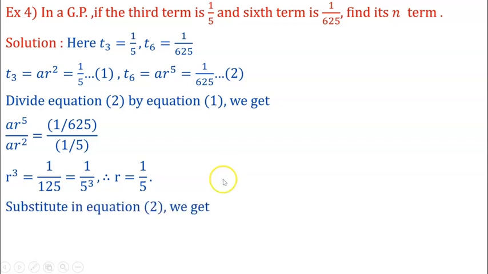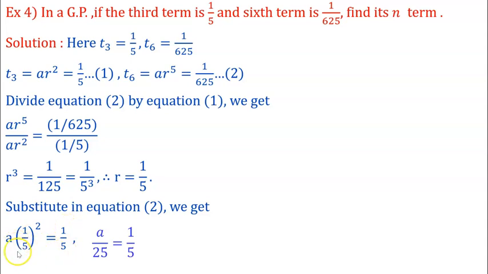Okay. Substituting in equation number 2, then we get here that is A into (1 upon 5) raised to 2 is equal to 1 upon 5.